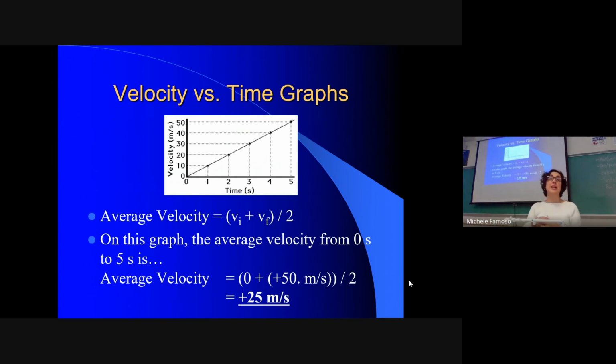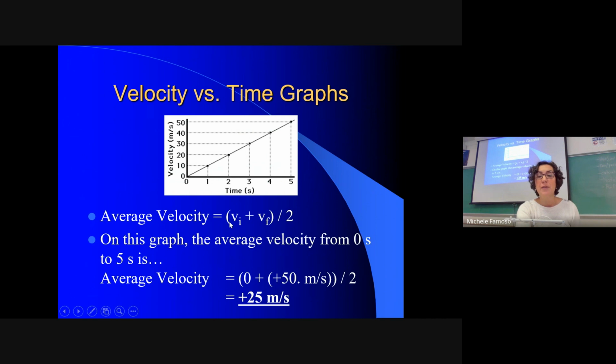Let's now talk about how you get an average velocity from these graphs. So you can see on this particular velocity time graph, the object is speeding up as it moves to the right. And it starts off with a velocity of 0 meters per second, which we can see right here, 0 meters per second as our y-intercept. And at 5 seconds, its velocity is now positive 50 meters per second.